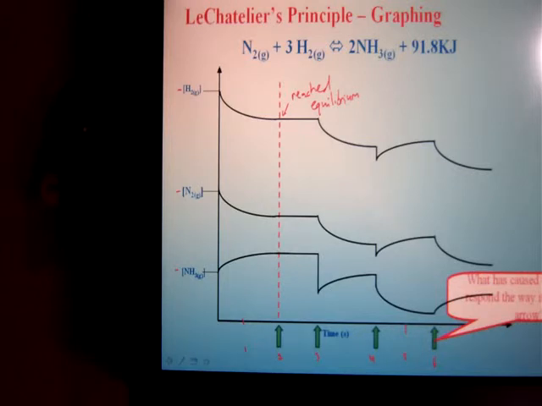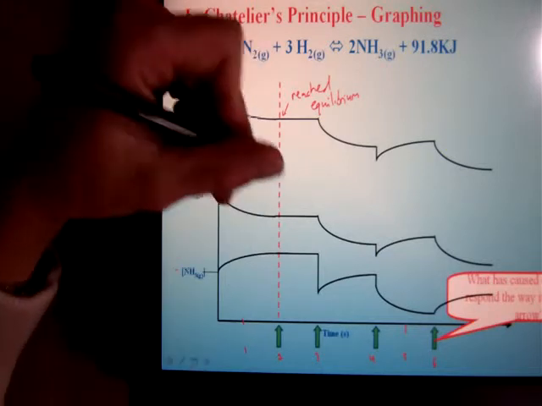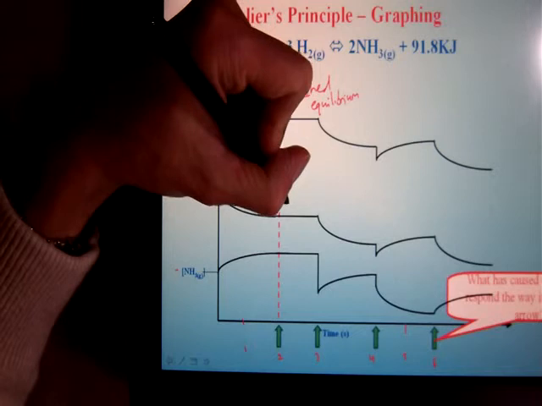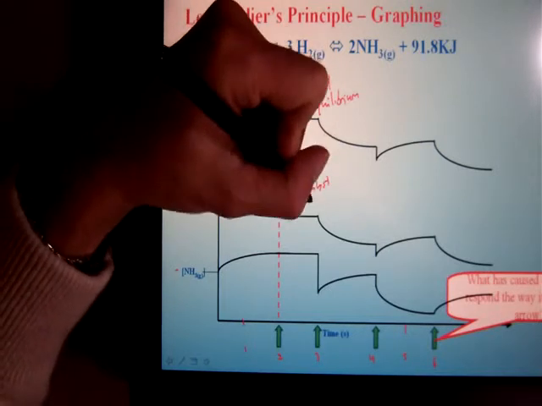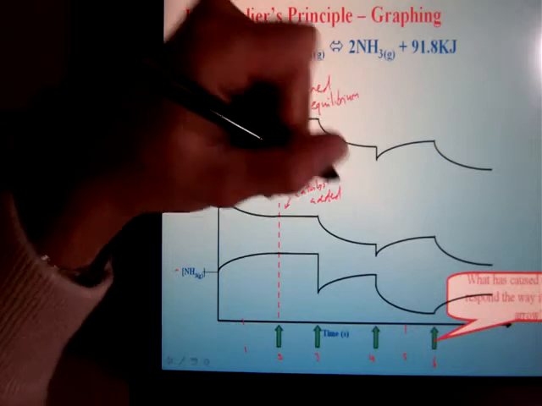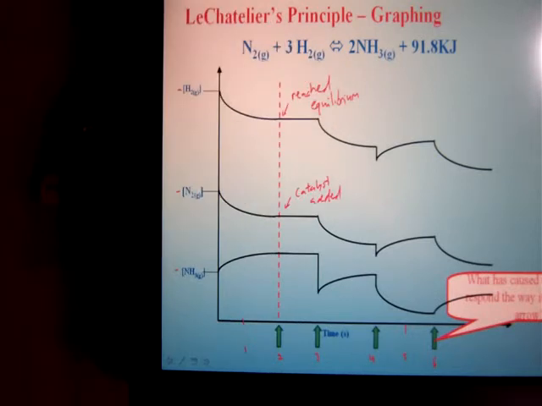Now, if you saw flat lines later on in a graph, you could also say maybe a catalyst has been added. Again, that's only if you see this further down the graph. All right, let's look at another one.